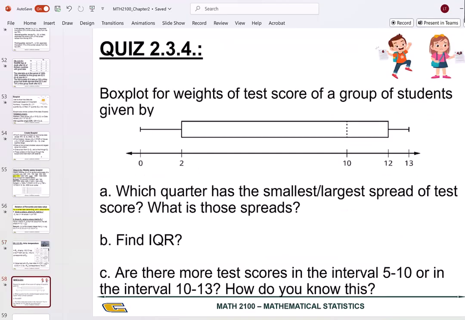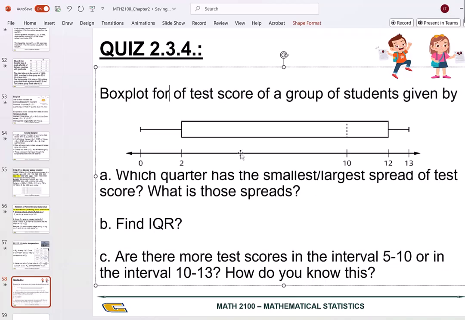So let's look at this quiz together. Box plots of the test scores of a group of students are given here. So here we have box plots of test score. You get the box plots, and the min is 0, the max is 13, the median is 10, the first quartile is 2, and the third quartile is 12.